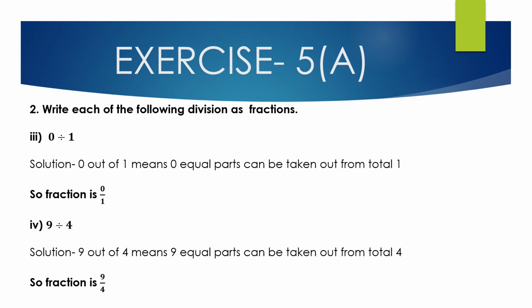And fourth part is 9. Fourth bit is 9 divided by 4. 9 divided by 4 means 9 out of 4, which means 9 equal parts can be taken out from a total of 4 parts. So fraction will be 9 divided by 4. Here 9 is the equal parts and 4 is the total parts.